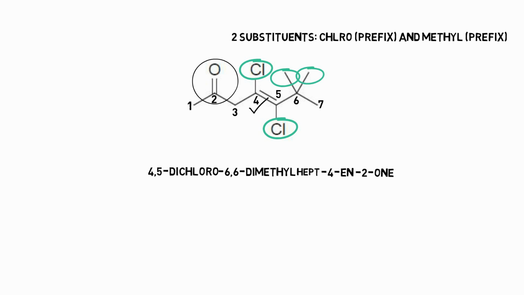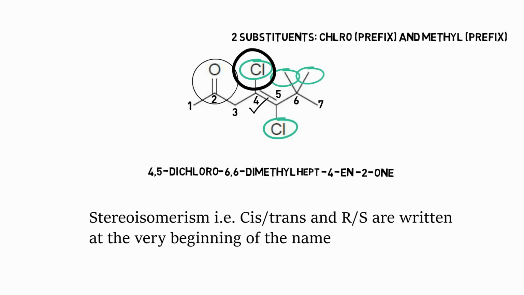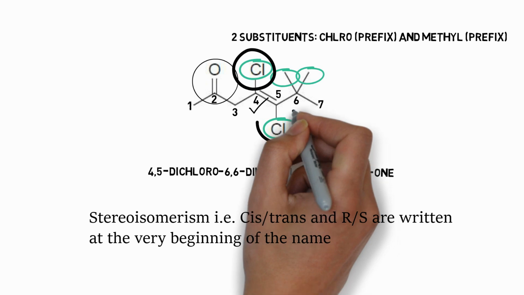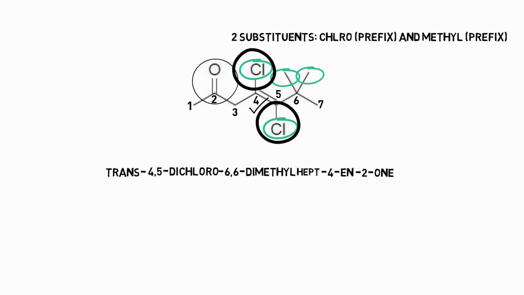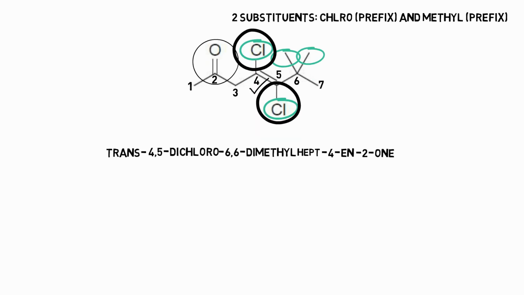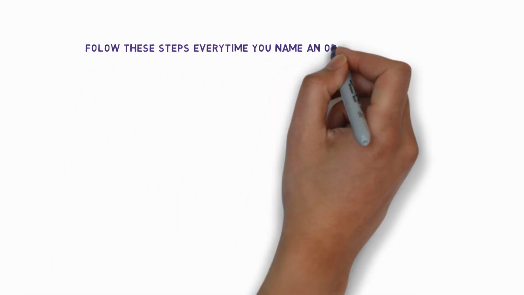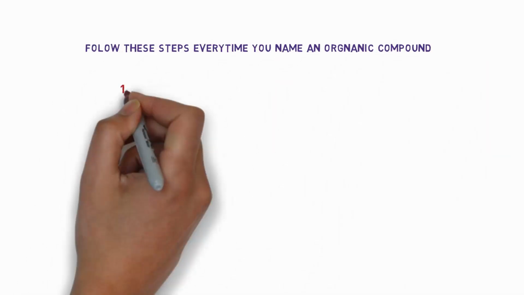In this compound, you also see that two chlorine groups are on the opposite side of the double bond. We call this situation trans. If the groups were on the same side, they would be called cis. I will tell you more about the cis, trans, and other stereoisomerism that you need for naming in the next video. So to summarize, you need to follow these 5 steps to name any organic compound.